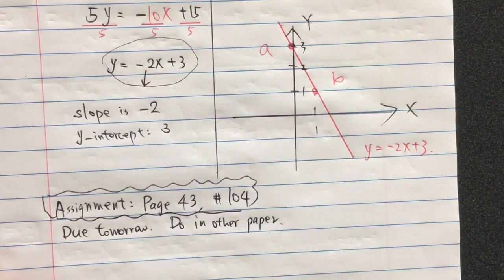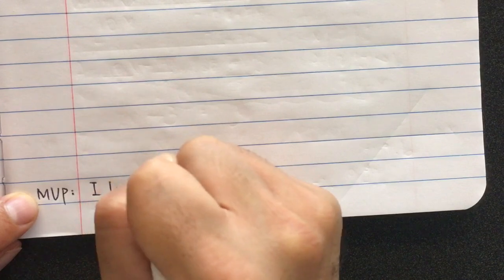And the last line, I want you to write down MVP. What did you learn? Last 2 lines, I want you to write MVP: what did you learn? So again, this week I will check your notebook. Make sure your notebook is ready.